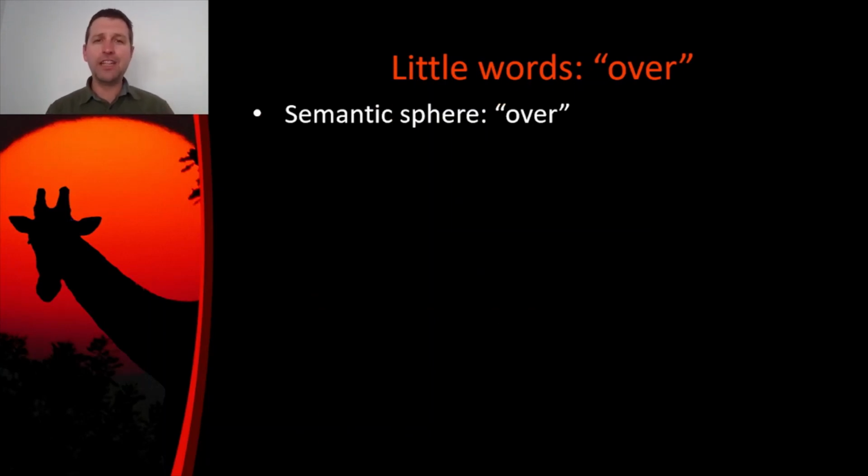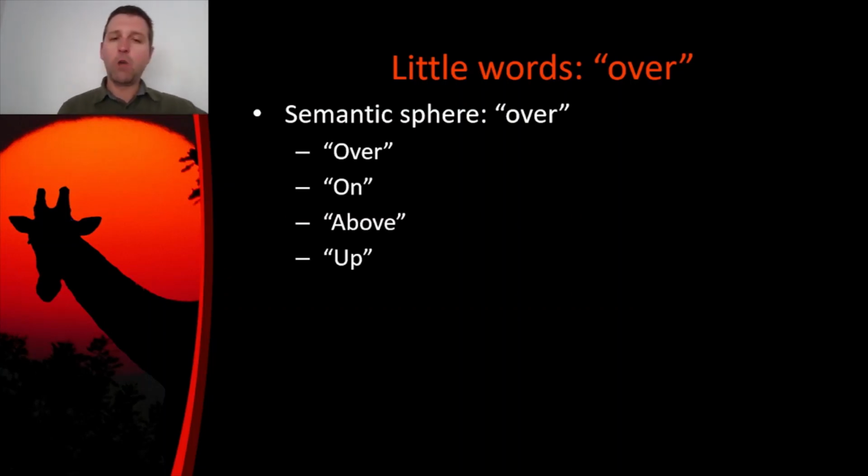Okay, let's shift gears and look at the other semantic sphere that we're going to be looking at today, which is over, which is of course the opposite of under. So words that fall into this category will be over, on, above, up. These are the kinds of words we're going to be looking at.